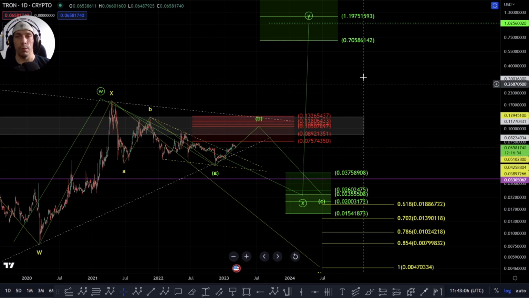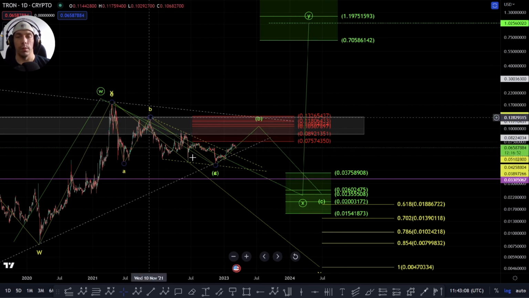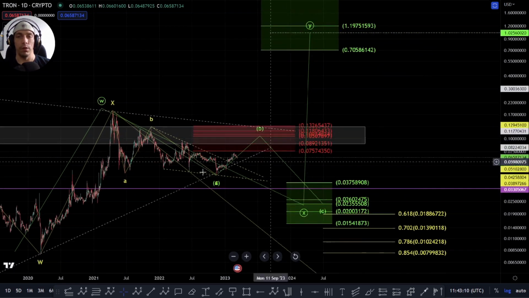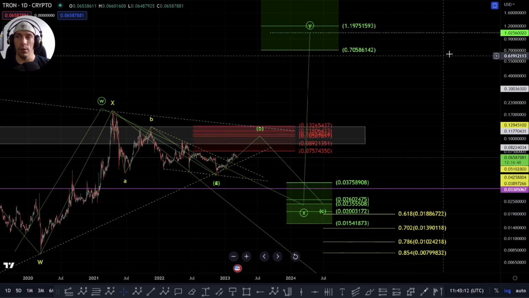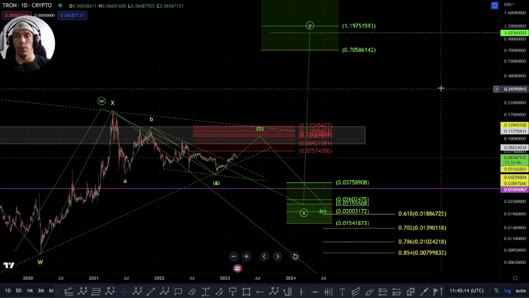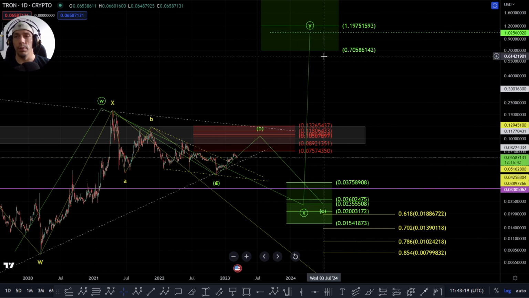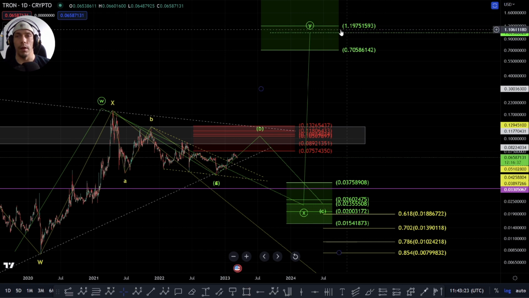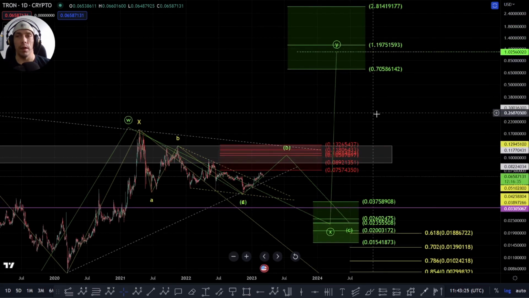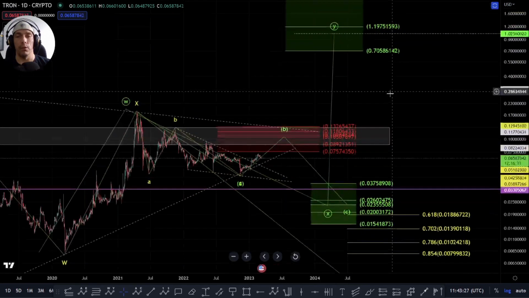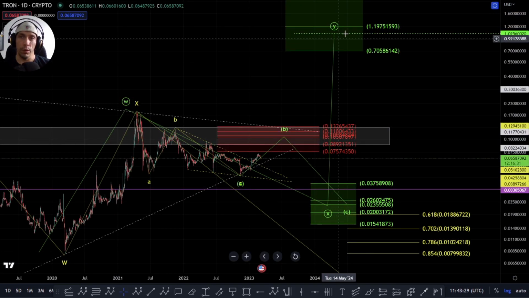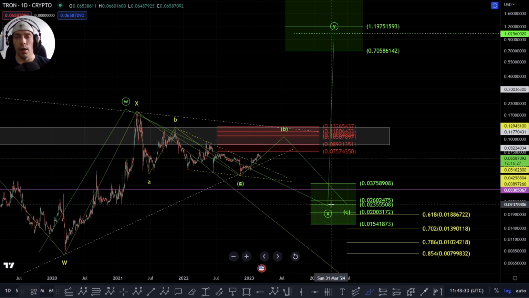So because it's so choppy, we're going to have to take this one step at a time here and see how it goes. If we do move down into this zone, then we could have that potential to move up towards this $1 region here. Basically the 70 cent would be that 236, and then the 119 would be a 1.382. So this is possible, but what we would have to see is this move starting.